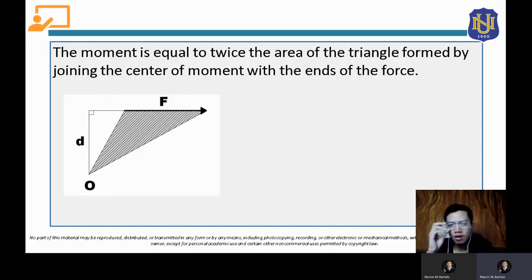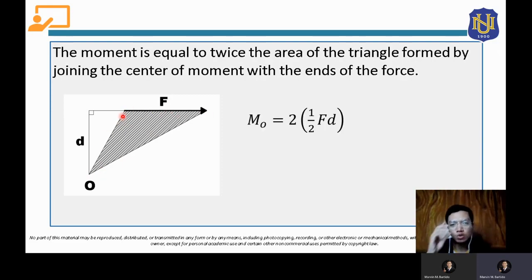So again, if we're going to illustrate what is said here, the moment is equal to twice the area of the triangle formed by joining the center of moment with the ends of the force. Let's say we have this force and we have this center of moment O, or point O. As mentioned here, the moment of this force is twice the area of the triangle formed by joining this center of moment with the ends of the force. The ends of the force are this point and this point. So there will be a triangle formed here. So this will be this triangle.